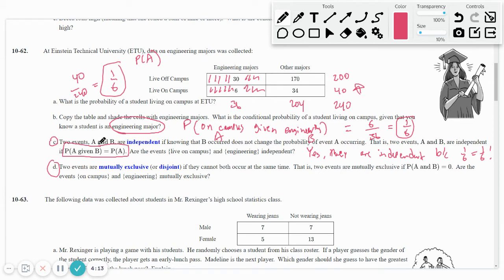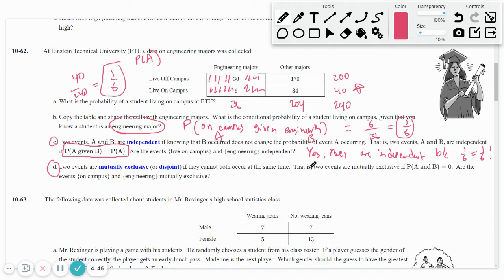And they're not variables. They're meant to just explain the first event that I tell you is event A. The second event that I tell you is event B. So because in part A, I'm talking about living on campus, that's event A. And for part B, a student living on campus, that's A. For a student that is an engineering major, that's the second thing. So that's B.